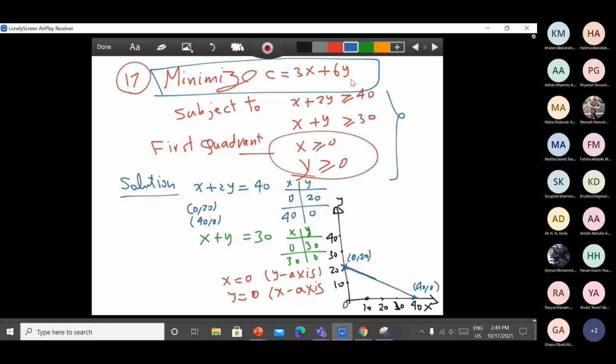Okay, now I'll go for the green one. The 2 points are 0 and 30, and the other point is 30 and 0. So 0 and 30, this is the point. 30 and 0, this is the point. Okay, now I link the two green points to have the green line.